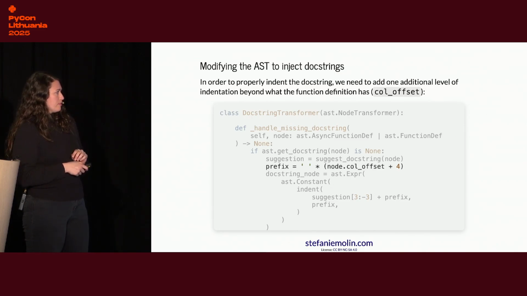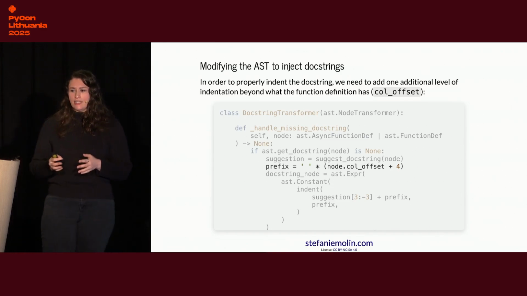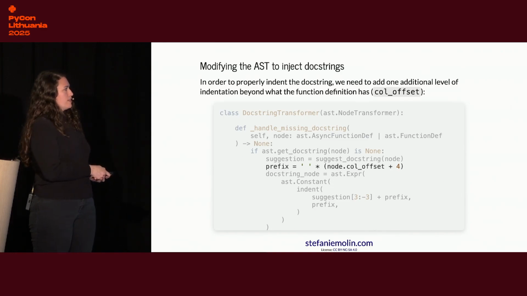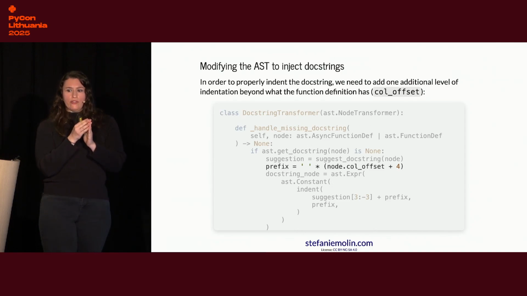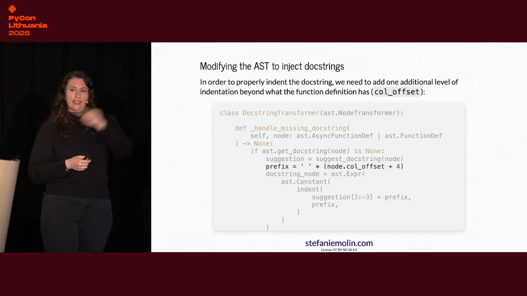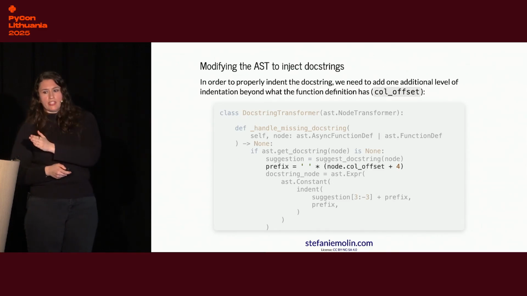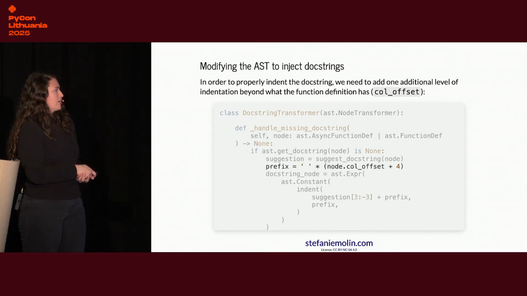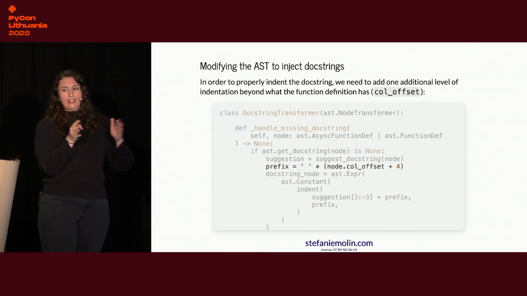So to get that indentation level, each node in the AST provides a col offset, and that tells us the indentation of that particular node. So for a function definition, that would be how far indented the d in the def is. And so we're just going to add 4, so 4 spaces further indentation, and then we create this prefix. So this is just going to be padded in front of each line of our docstring.